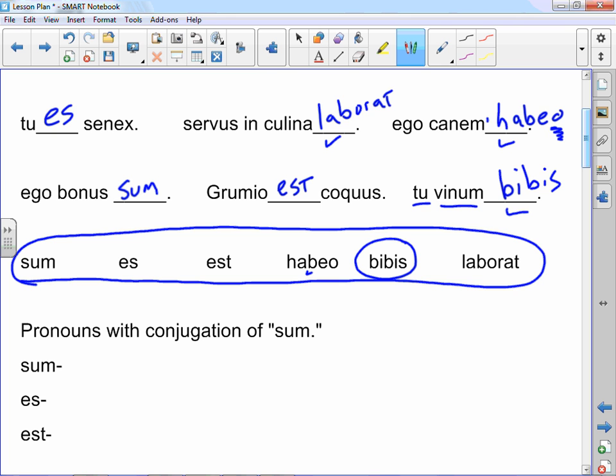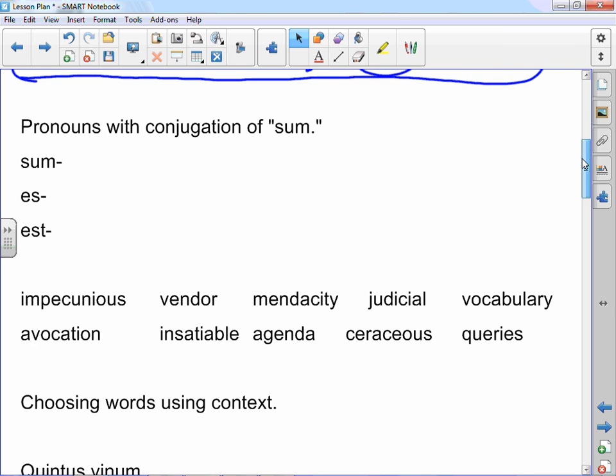Here I didn't have an accusative. I probably should have put one in there for you. I didn't. But when I had two nominatives, I needed to use one of those linking verbs to link those together. You're also going to need to know the pronouns that go with the conjugation of sum.